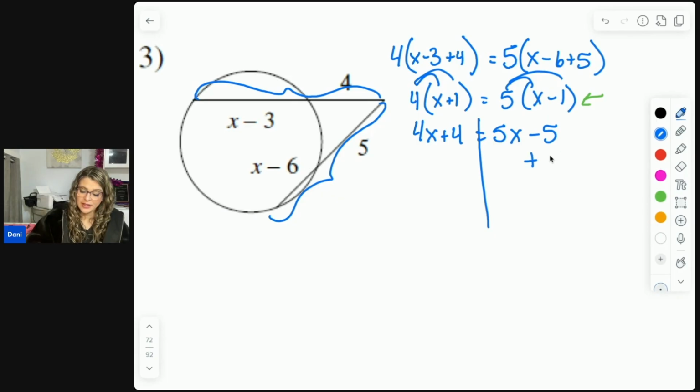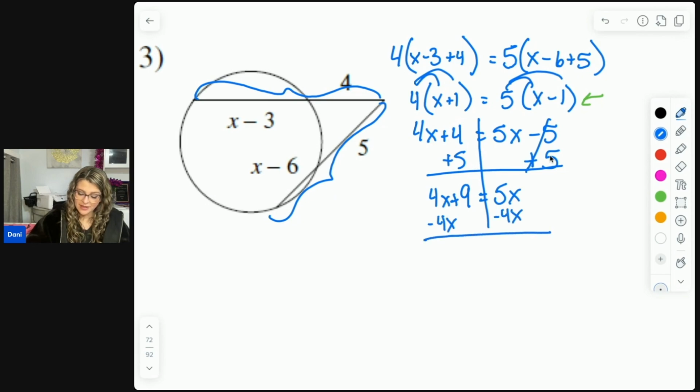So for me, I love to avoid minus signs, negatives. So I'm going to add the 5 over, but you could subtract the 4 over to start if that's what you wanted to do. We'll get to the same place in the end, so it's okay. But for me, if I can avoid it on the front part, I will all day. We get 9 equals x.